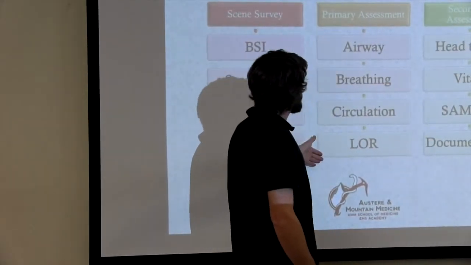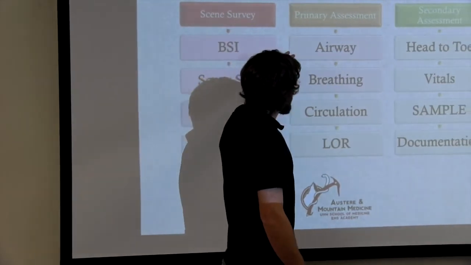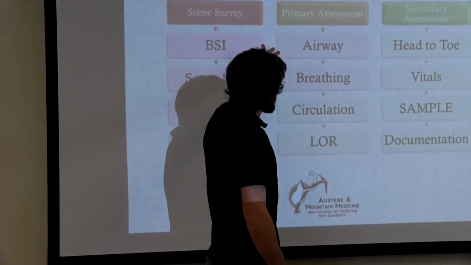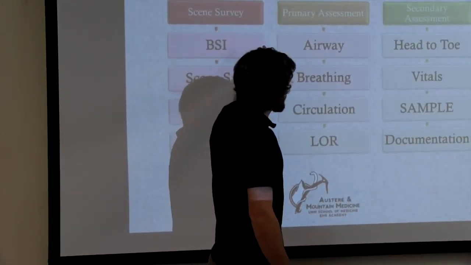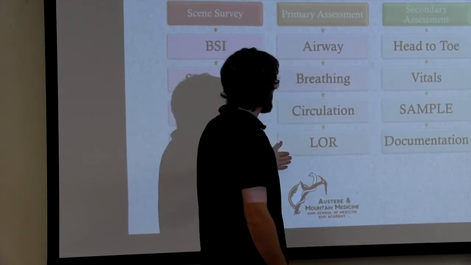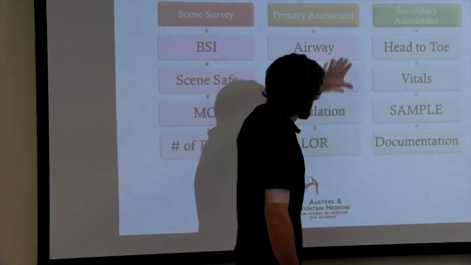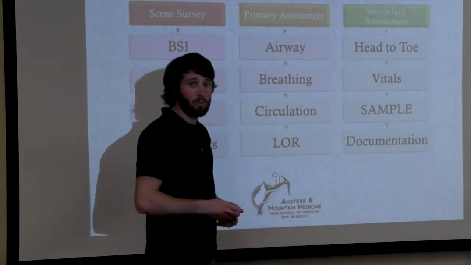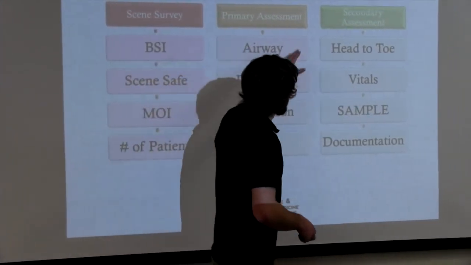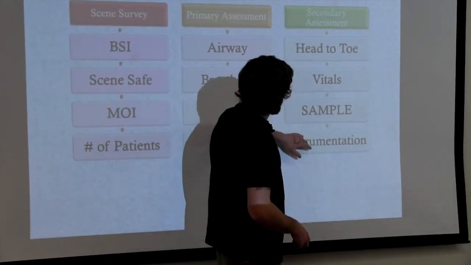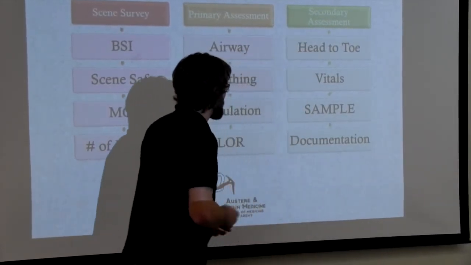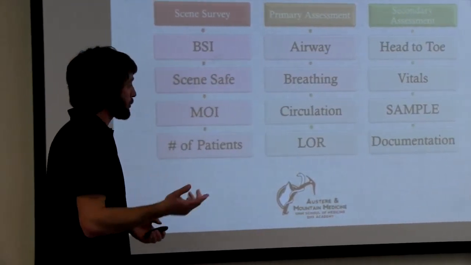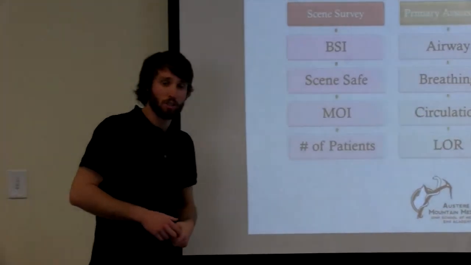As you move through your primary assessment, don't forget to stop and correct the problems that you encounter. At the point that we've gotten through our primary assessment, stop, take a moment, assess your transport priority, and then move into your secondary assessment. That's going to include your head to toe, your vitals, your SAMPLE, your OPQRST, and your documentation.